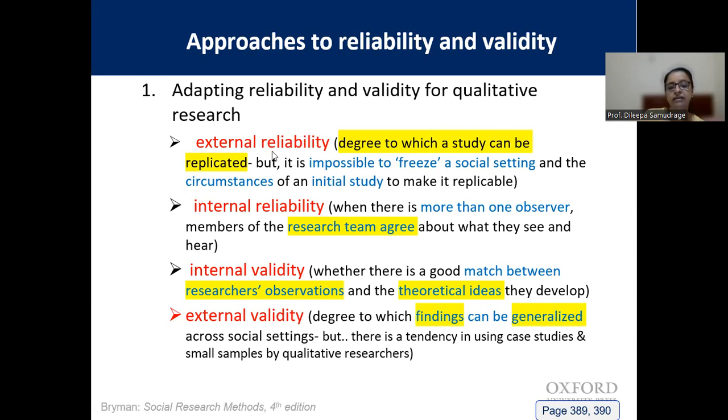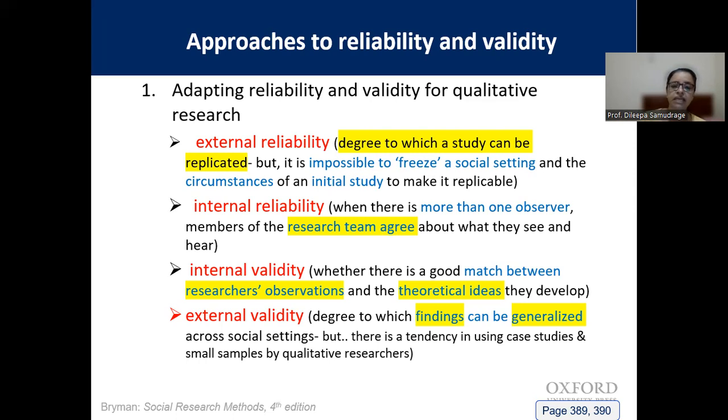So the first one is external reliability, meaning the degree to which a study can be replicated, right? In quantitative studies, survey-based studies, we can replicate. But in qualitative studies, you cannot replicate. Because maybe when you review literature, you found a particular article which did their study in a foreign country, say Australia, right? Their social setting is different from our culture. So external reliability means whether you can replicate this study or not. The Australian condition does not match with our social setting, right? So that is external reliability.